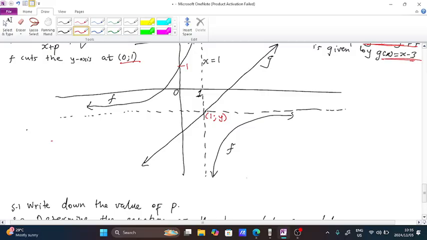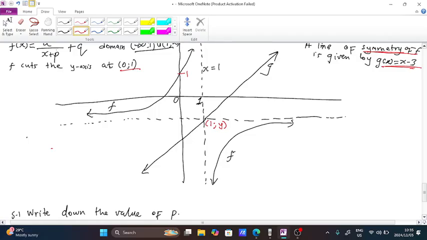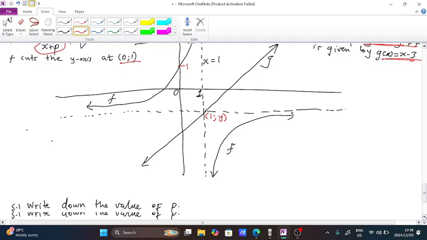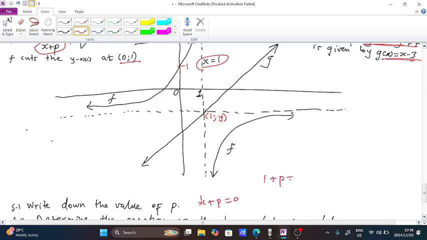Write down the value of p. How do you get the value of p? Remember, if I want to solve for the asymptote, what do I do? I will say x = ... Can you see that? But what is it on the asymptote on the graph? It's 1. So we put 1 here. Now we say 1 + p = 0. So what is the value of p? Negative 1.